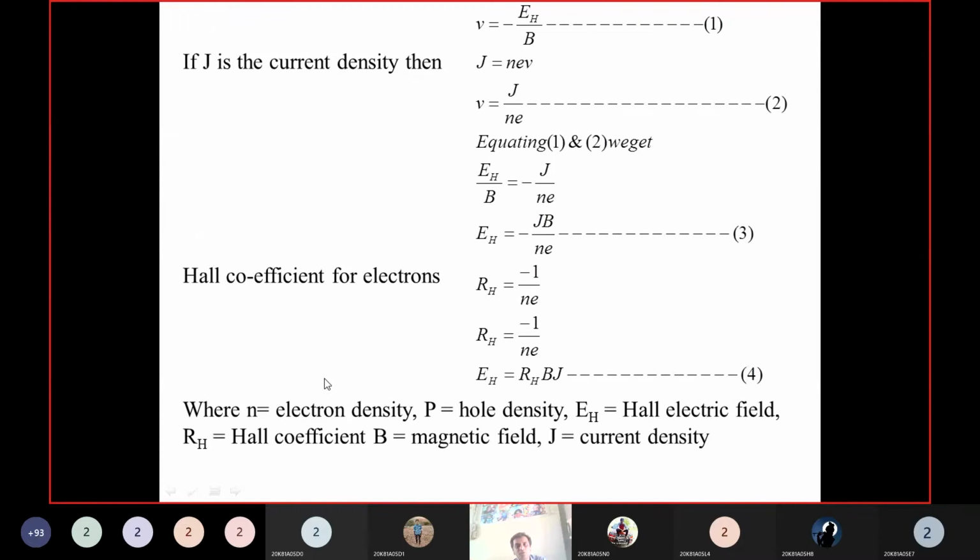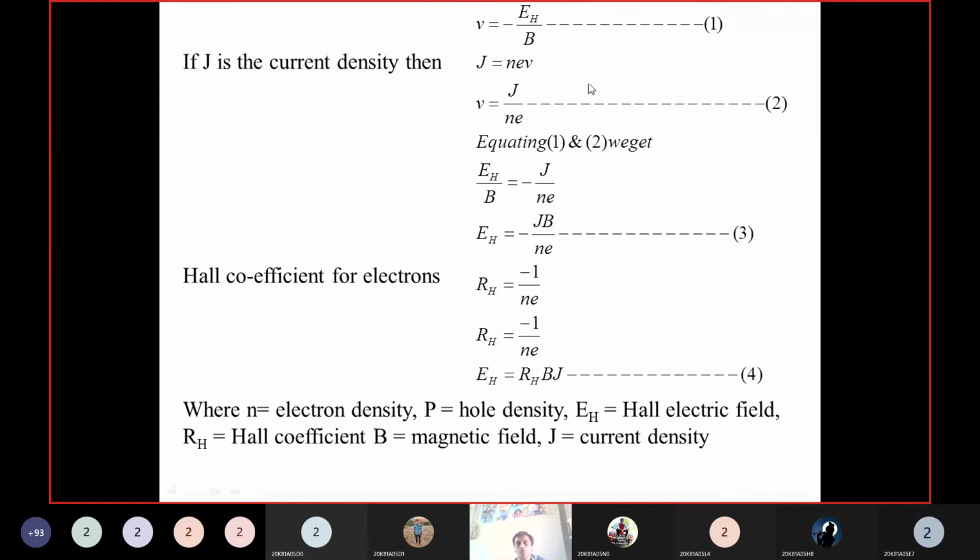Now, current density. The current density formula is J is equal to neV. Current is passing through the specimen, which means there will be a current density. That current density J is equal to n into e into V, where V is the velocity of the electron, e is the charge of the electron, and n is the density of the charge carriers. If you take electrons, that is the density of electrons. From this we can calculate V: V is equal to J by ne. Let us take this as equation number 2.